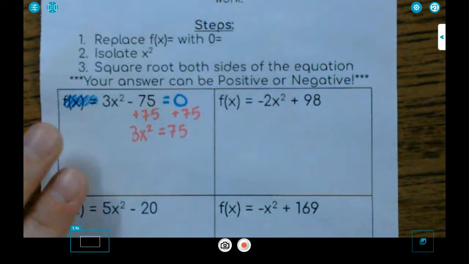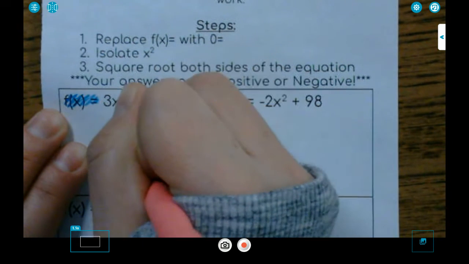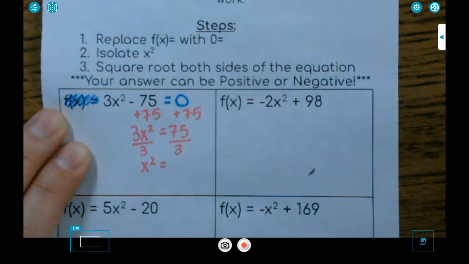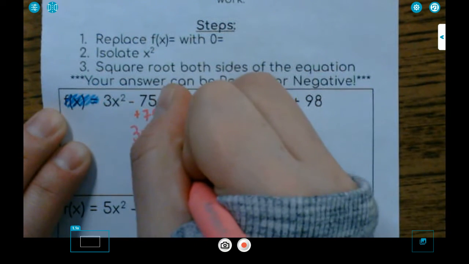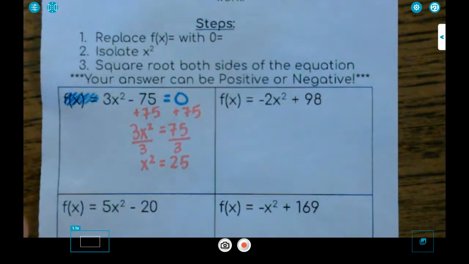Okay. Divide by 3. You got it. So we're going to divide by 3 to get our x squared by itself. So then we have x squared equals, and 75 divided by 3 is 25. So get there, pause. Let me know if you have any questions up until there. We're not going to move on yet. We will in a second.